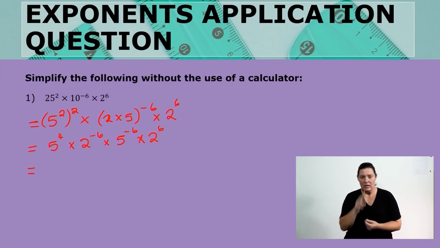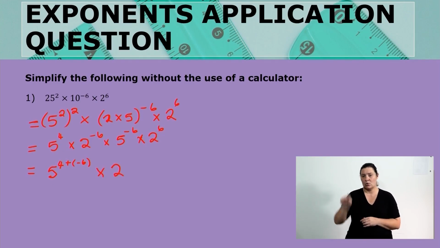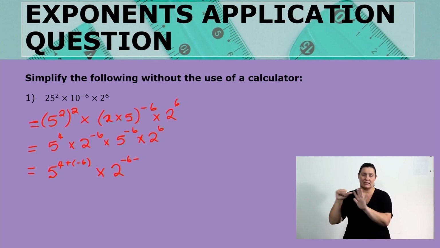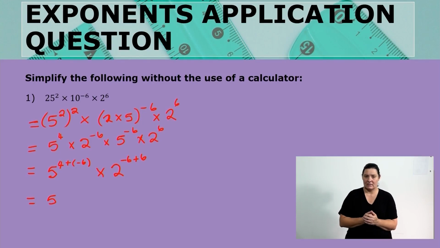What are we supposed to do here? We are supposed to look for the bases that are the same because we have powers that are being multiplied. So we have 5, and I'm going to say 4 plus negative 6, multiplied by 2, and we are going to have negative 6 plus 6. What answer do we have there? Yes, we are going to have 5 to the exponent negative 2 multiplied by 2 to the exponent 0.